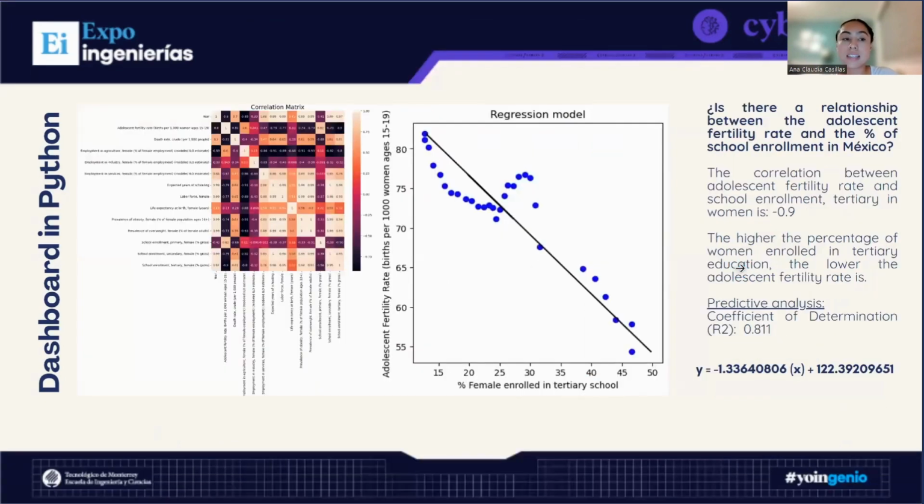We also did a predictive analysis by focusing on Mexico. First, we did a correlation matrix to identify those variables that are most related. We chose just two of them: the percentage of females enrolled in tertiary school and how it affects the adult fertility rate.